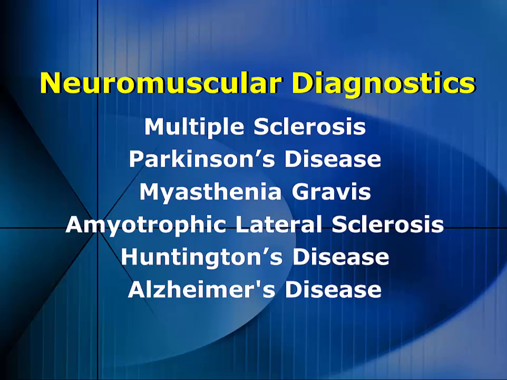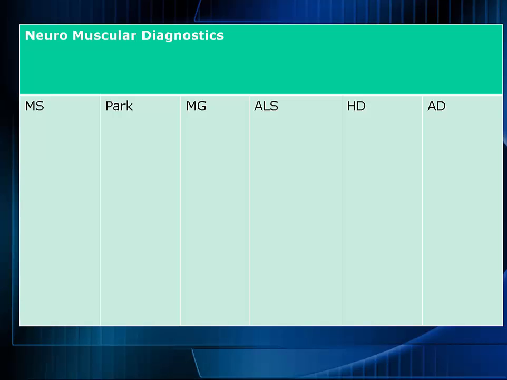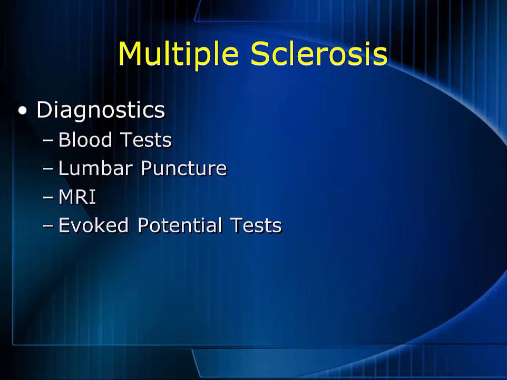Okay, this is going to be a review of just the basics of neuromuscular diagnostics. To study for the exam, it helps to place the information side by side to view the differences. Starting with multiple sclerosis, there is no single diagnostic test that is proof positive.